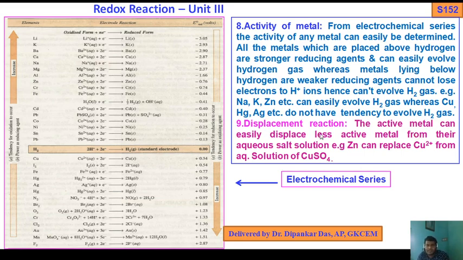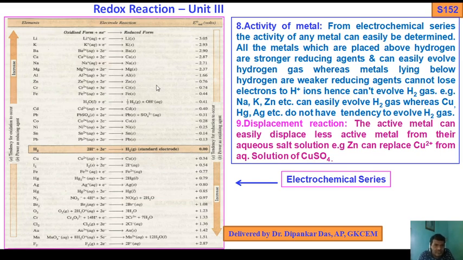Last one, displacement reactions. The above metal can easily displace a less active metal from its aqueous salt solution. For example, zinc can replace copper 2 plus from an aqueous solution of copper sulfate. So the active metal can easily displace less active metals from their aqueous salt solutions. So these are the applications of the electrochemical series.